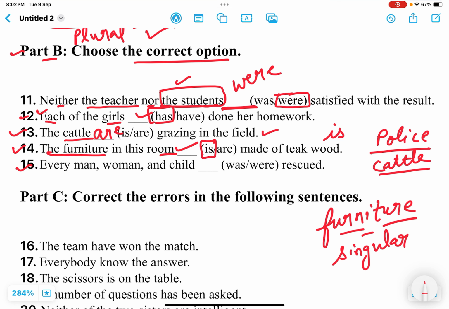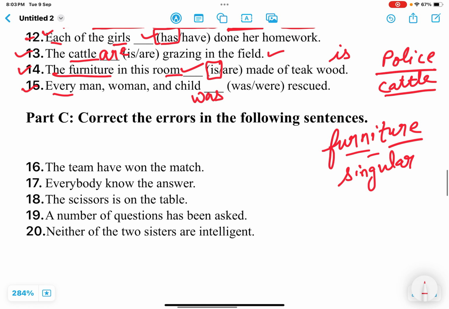Next one is every man, woman and child. Once again the sentence is beginning with every. So every man, woman and child was rescued. Okay, so whenever a sentence begins with each or every, the correct answer will be a singular verb. Okay, so we are to use a singular verb here. So was is the correct answer.